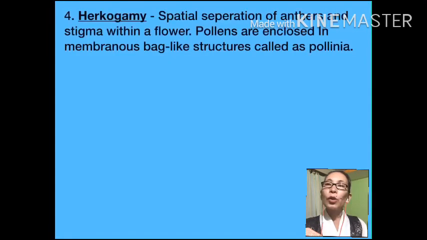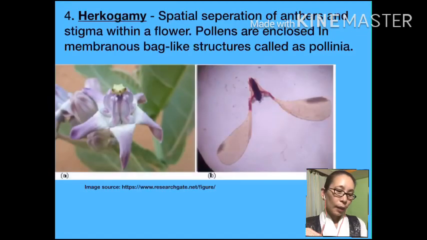Yet another feature is known as herkogamy. Now, this is a physical barrier between anthers and stigma of the same flower. For example, in the milkweed or calotropis, pollens are enclosed in a membranous bag-like structure called pollinia. And such a cover on the pollens would prevent the direct contact of the pollens with the stigma, thereby avoiding self-pollination.